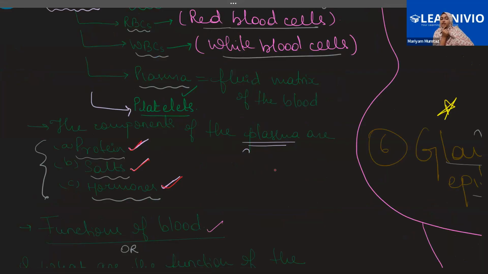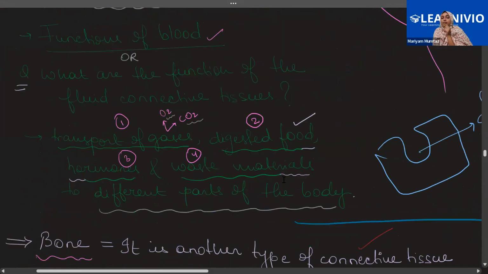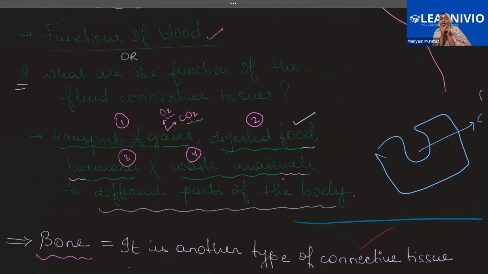Now what is the function of blood? We know it is a fluid connective tissue, but the main function is transportation of gases, digested food, hormones, and waste materials to different parts of the body. That is the function of the blood in our body.